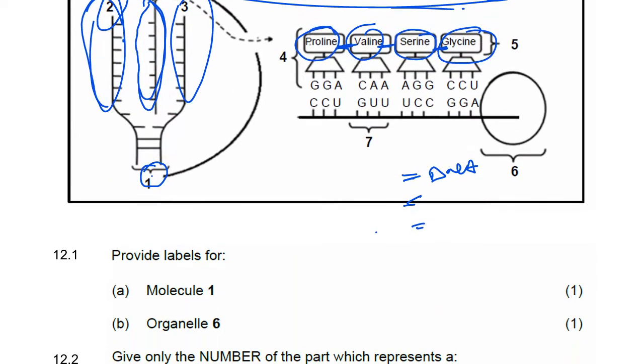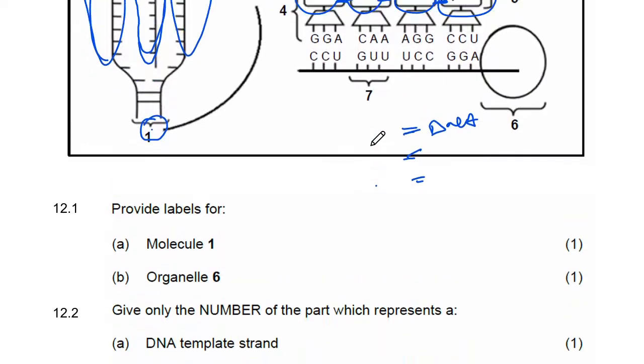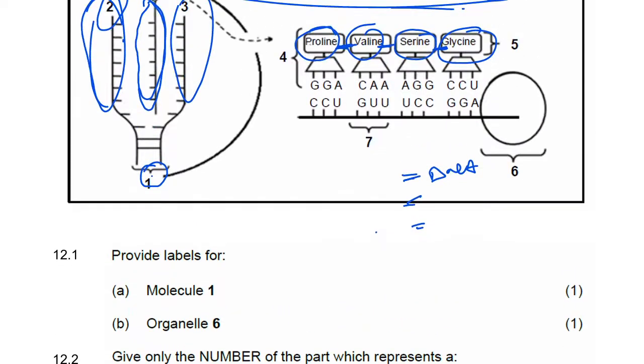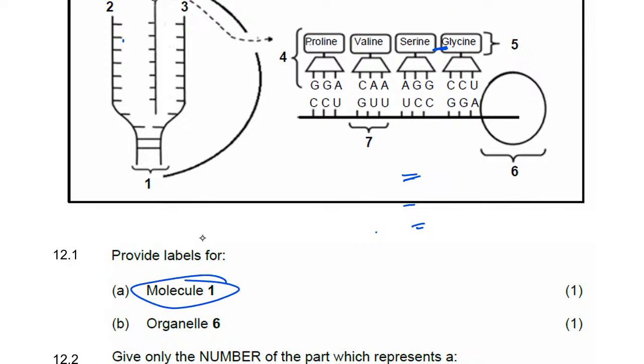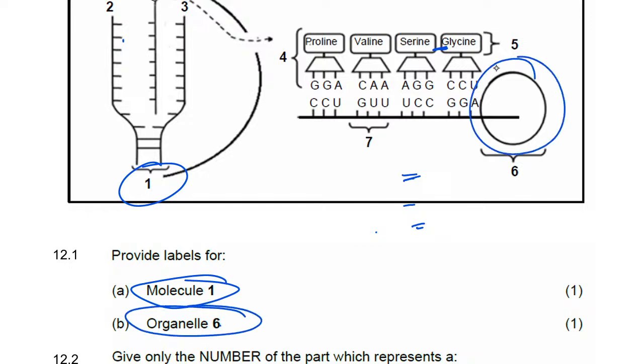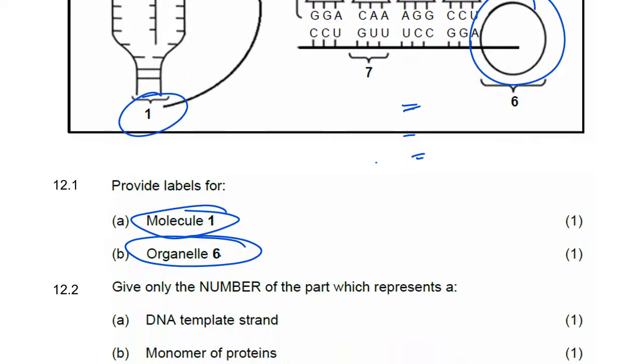Then we got the next one. Now provide molecule 1. So now we know what molecule 1 is, isn't it? Let's find out where molecule 1 is. We have said that it is a DNA molecule. Then organelle 6. How do you call this organelle 6, where translation occurs? Ribosome. Give only the number of the part which represents the DNA strand.